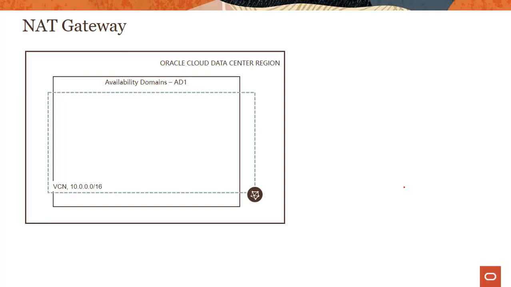In OCI, we do this through a managed service called NAT Gateway. A NAT Gateway accepts any IP packets bound for the internet coming from the private subnets, sends those packets onto their destination, and then sends the returning packets back to the source. So let's see how it works.